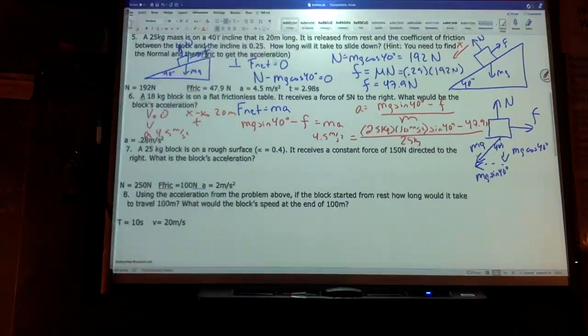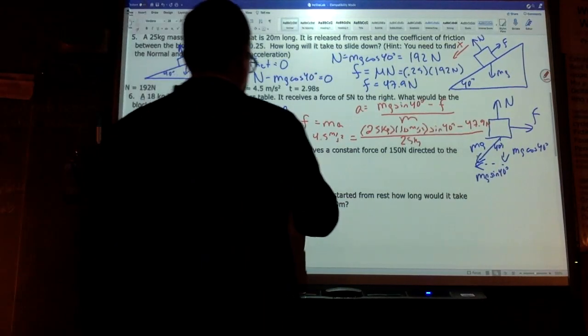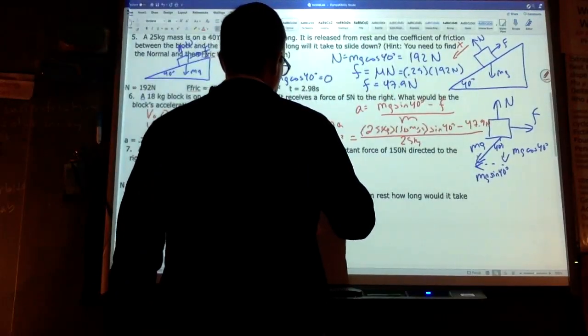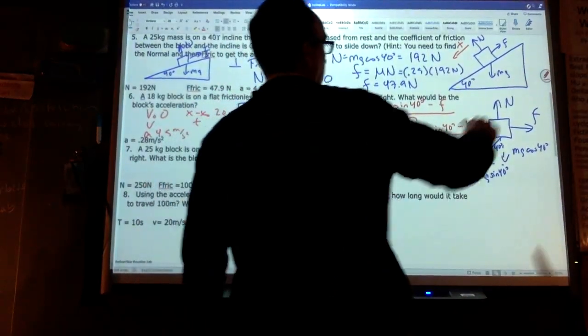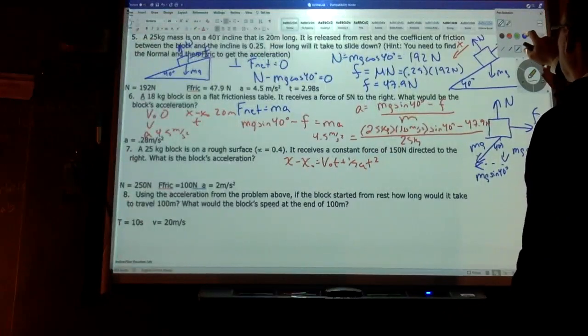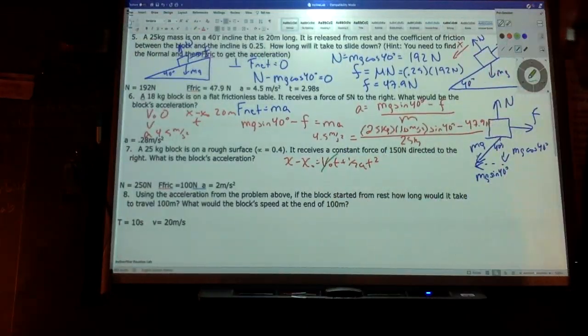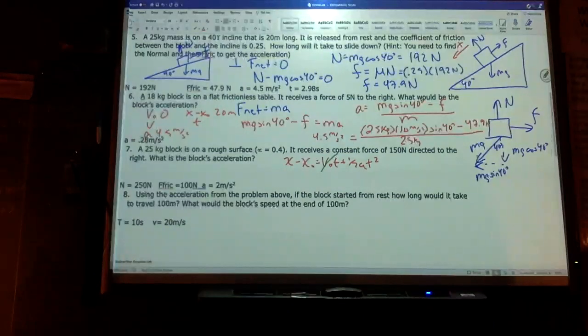What is my time? And again, I'm going to use my x minus x naught. It's lucky for us that v naught is 0, so that cancels out, and I'm going to multiply by 2, divide by a, and square root.